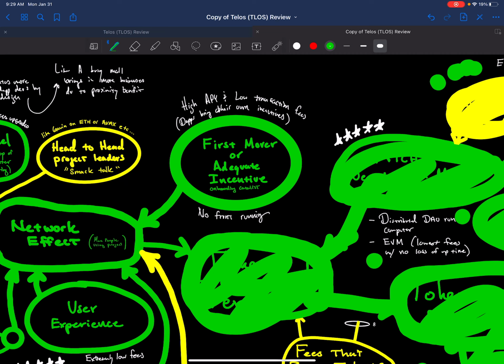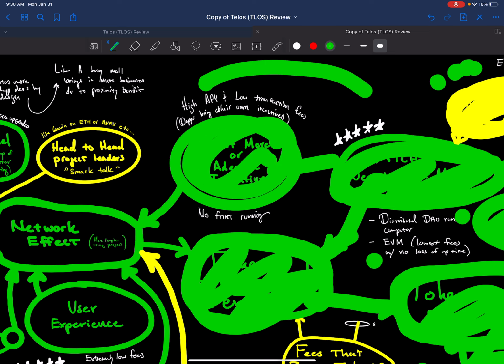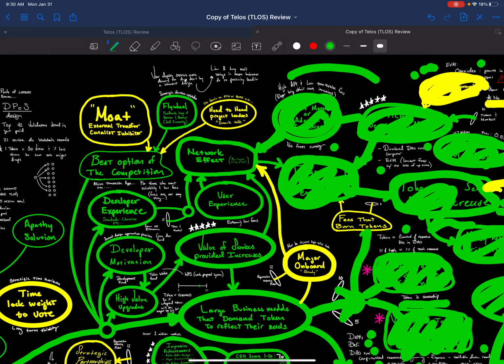First mover or adequate incentive. It does have high APY and low transaction costs for dApps to bring their incentives in. I said first mover or adequate incentive, and the adequate incentive part is the part that I think is true, because as people launch their applications on Telos, they will offer their incentives individually. That will be the incentive for people to come into this ecosystem. And the no front running is also an incentive.